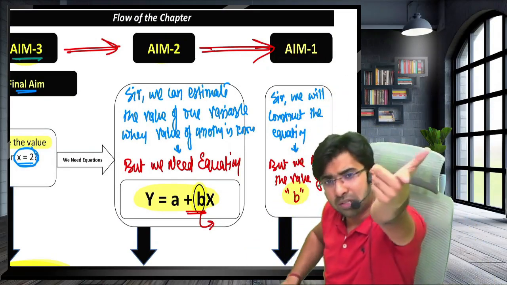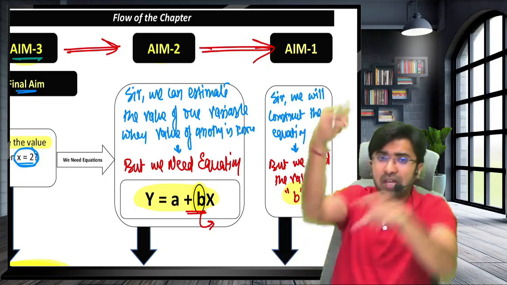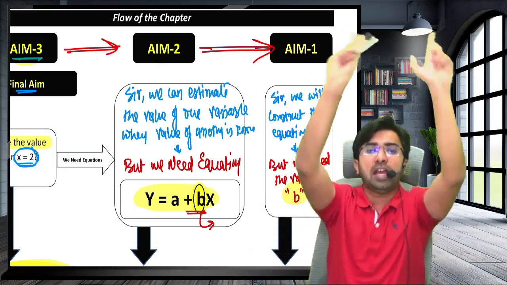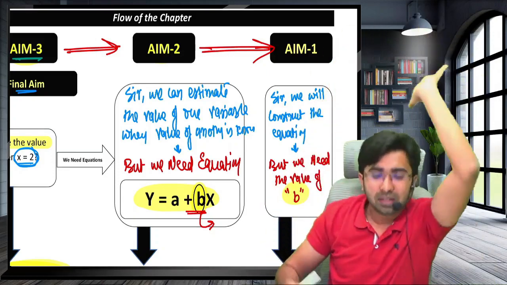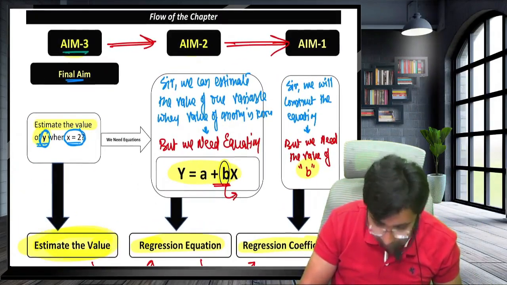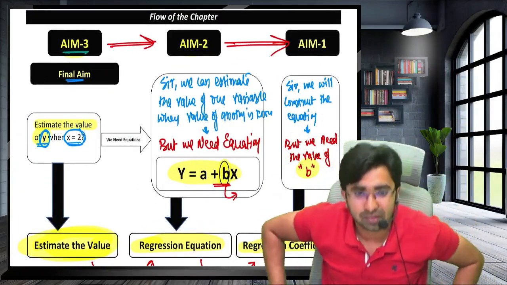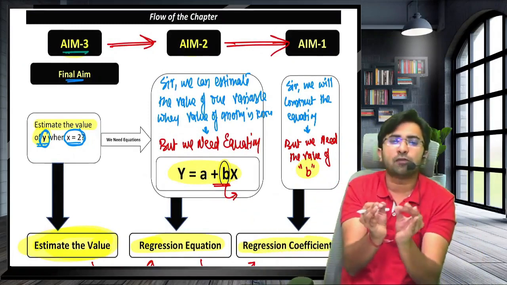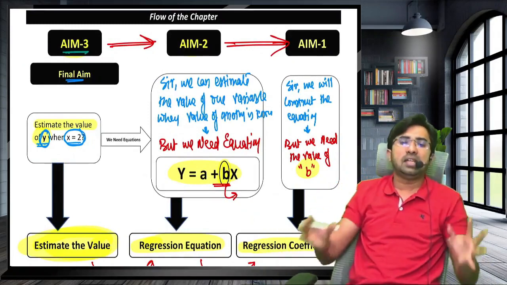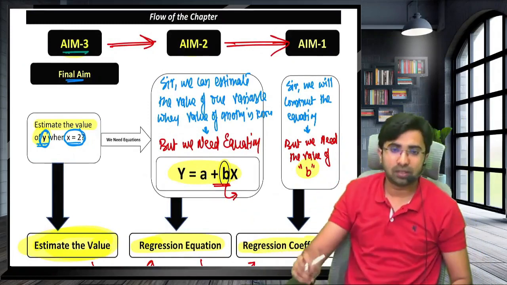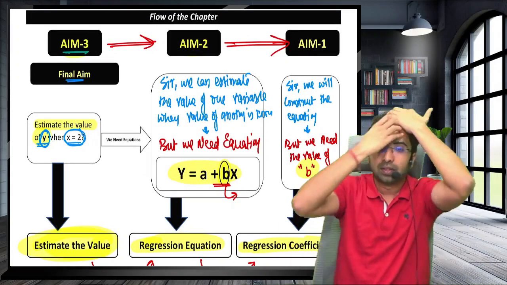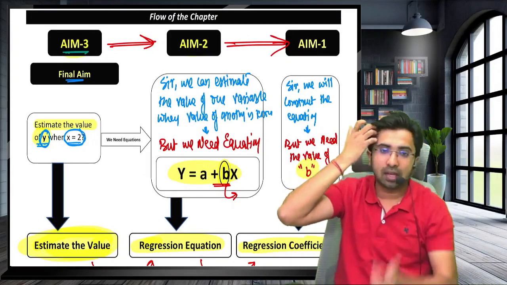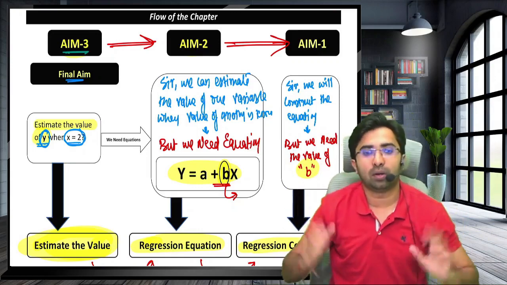You have the equation. Now put the value of x and get the value of y. This is my aim number 1. Guys, can I say this is the flow of the chapter? If you understand this flow, this chapter is extremely easy for you. Tell me yes or no. Guys, is this flow of the chapter clear or not?